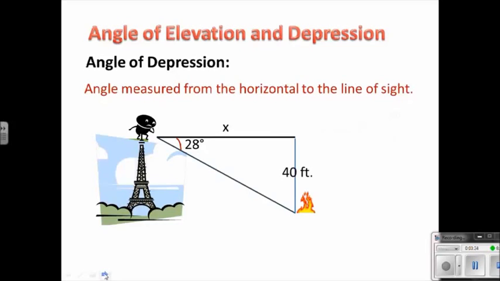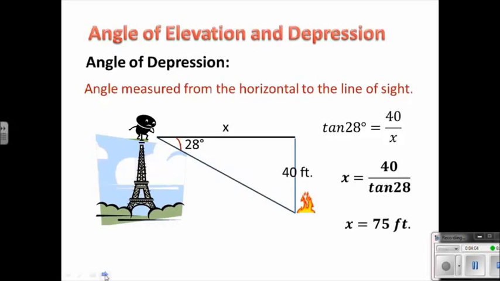So again, you see that I have the opposite over the adjacent. So the tangent of 28 equals 40 over x. And you know that when we have the variable as the denominator, we can actually just swap spots. So I'm going to rewrite this as x equals 40 over the tangent of 28. And I discover that x is 75 feet. So the tower is 75 feet away from the fire.